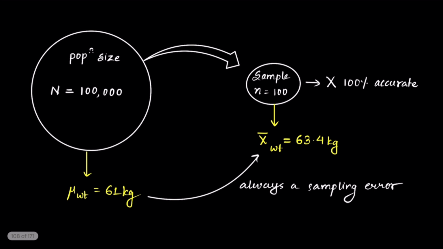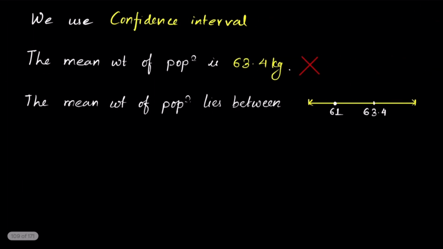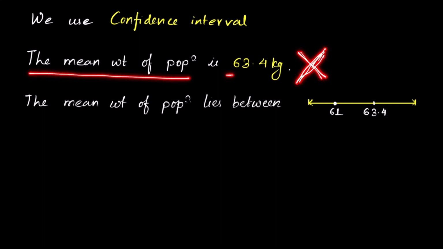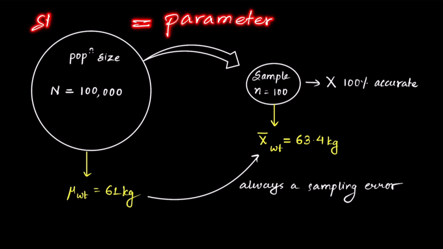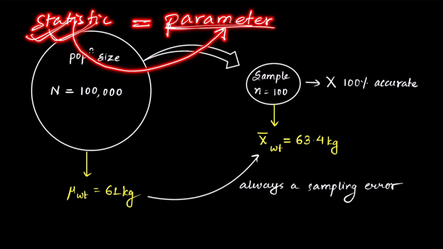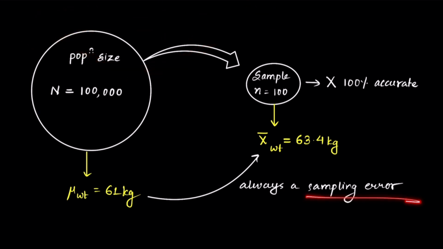However, since the real mean weight of the population is not equal to the mean weight of the sample due to some sampling error, the surveyor can't say something like this. The surveyor can't say that the mean weight of the population is 63.4 kg. Or basically, the surveyor can't say that the parameter representing the population is equal to the statistic he has calculated from the sample. He is calculating a statistic and using it to represent the parameter of the population, but due to sampling error, the statistic is never equal to the parameter.